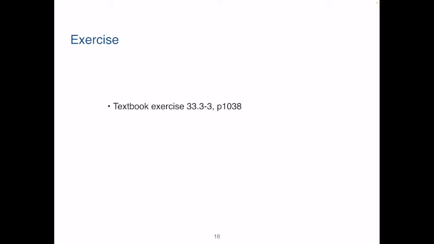Here is an exercise question from the textbook that you could take a look at. Note that you are also encouraged to implement all the algorithms from the lectures in Python. When you try to implement an algorithm, you will get a better sense of how it works, and you will be able to notice more details.